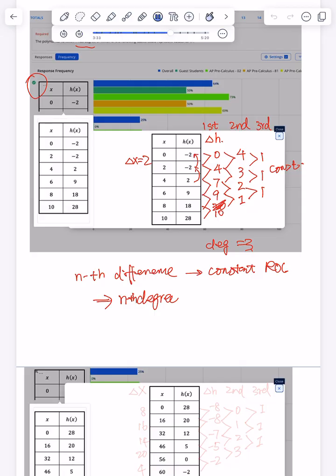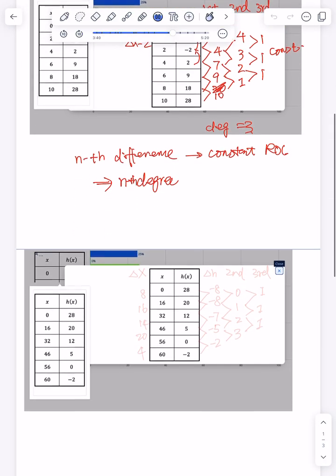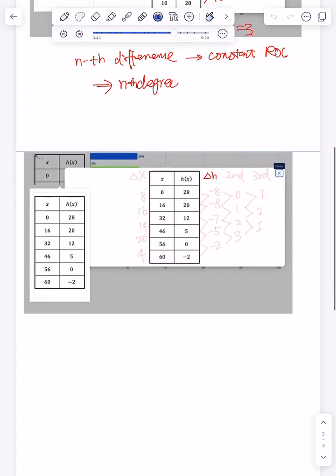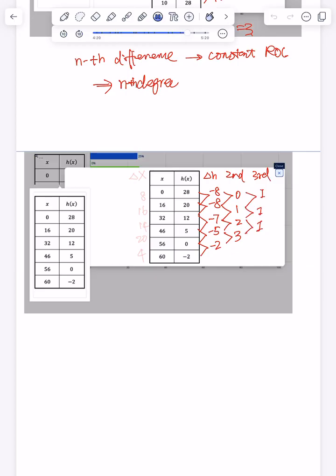Some students got it wrong by selecting the second option here. So what is wrong with this answer? If you look at delta h, it will be 28, 20 minus 8, then minus 8 again. You have minus 7, minus 5, and minus 2. Now you continue on to form the second order difference. You would have 0, 1, 2, and 3. And for the third one, you would have 1, 1, 1.